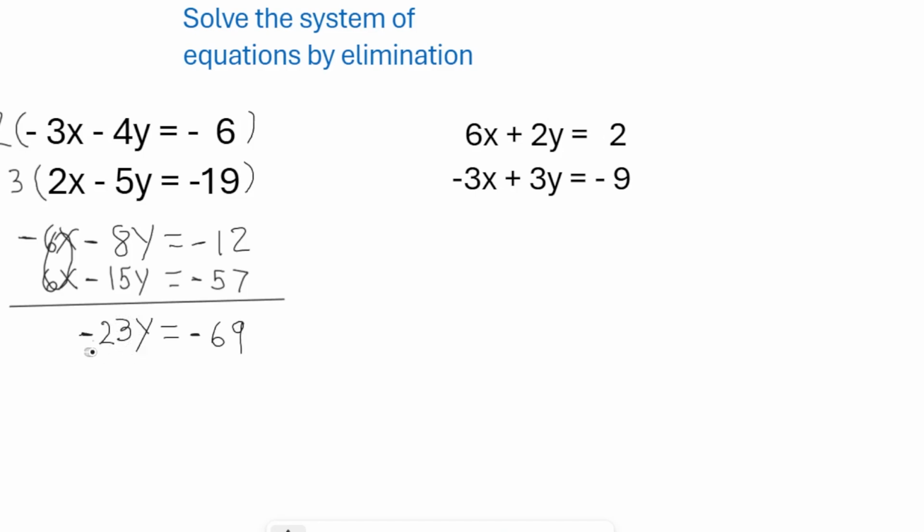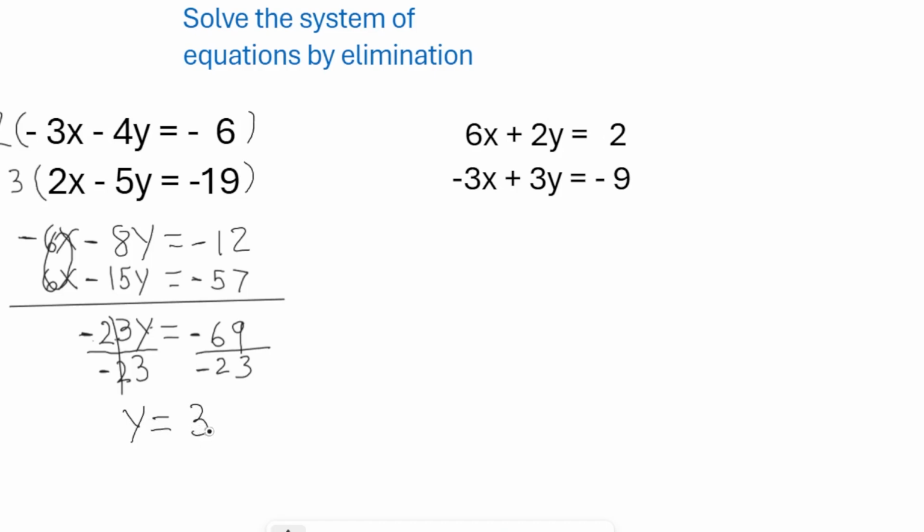And now what we have to do is get rid of this negative 23. Y has to be by itself, so I have to divide by negative 23. Here, negative 23 is multiplying y. So to get rid of it, you're going to do the opposite, which is divide by negative 23. Whatever you do to one side of the equal sign, you do it to the other side. Negative 23 divided by negative 23, you're going to get positive 1 times y. You get y equals, and the other side is negative 69 divided by negative 23. The answer should be positive 3. So we get y equals 3.